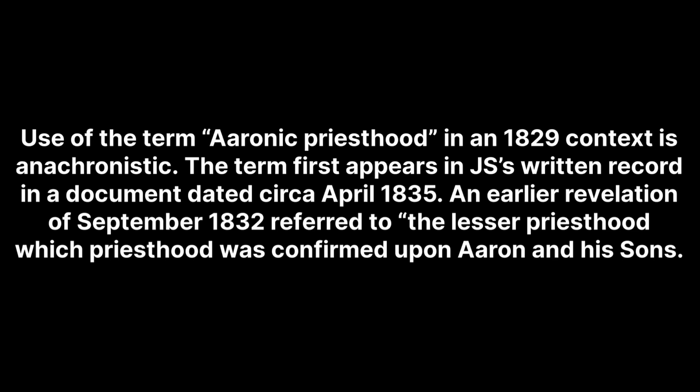So it says, the use of the term Aaronic priesthood in an 1829 context is anachronistic. The first term appears in Joseph Smith's written record in a document dated circa April 1835. An earlier revelation of September of 1832 referred to, quote, "the lesser priesthood, which priesthood was confirmed upon Aaron and his sons." So this history, draft 2, is given in 1838. This is 9 years later, and he's kind of retroactively calling it the Aaronic priesthood. But I think for a long time, it was called perhaps the lesser priesthood.